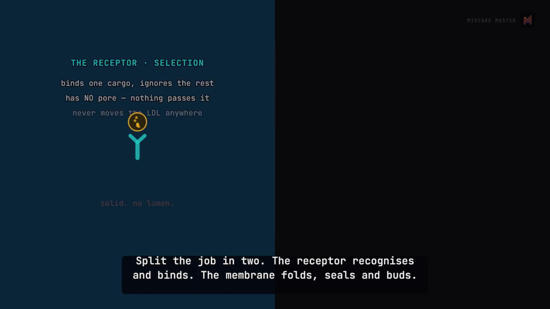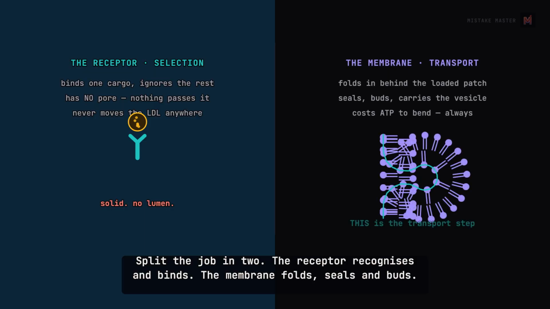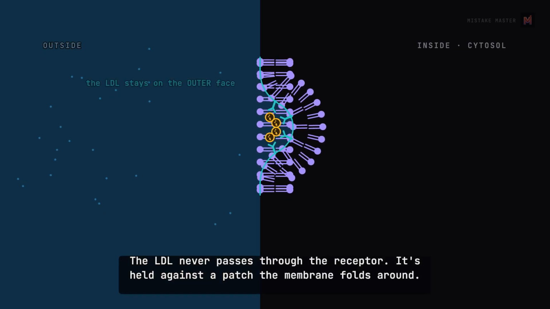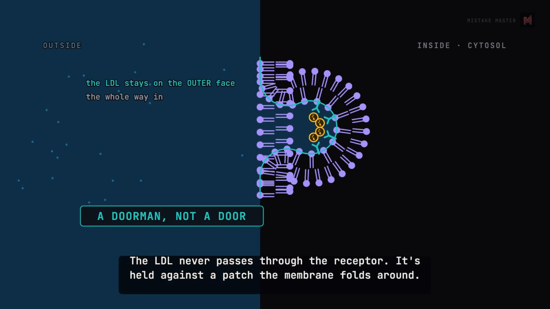The receptor recognizes and binds. The membrane folds, seals, and buds. The LDL never passes through the receptor. It's held against the patch the membrane folds around.